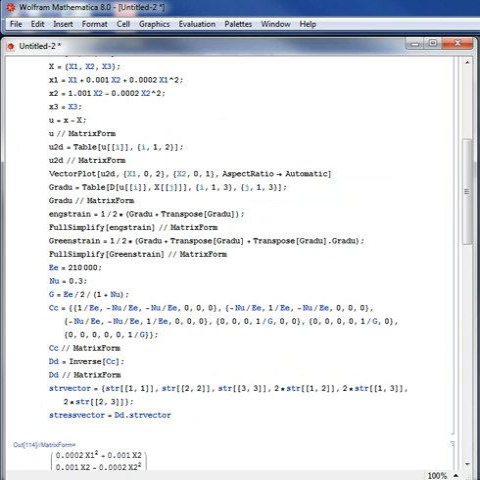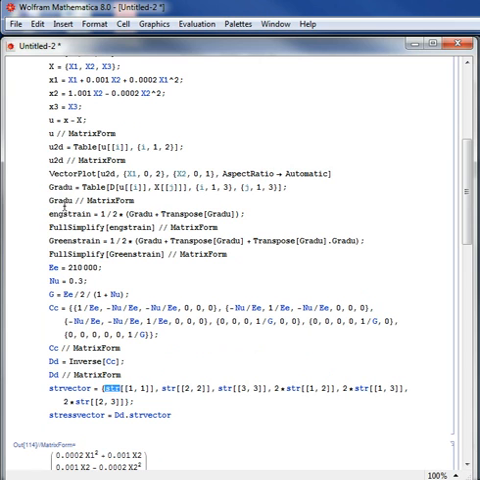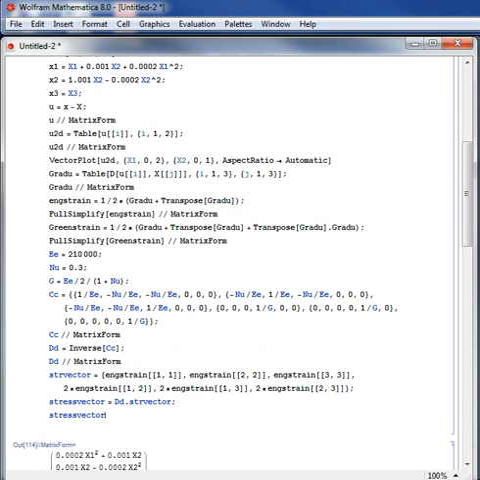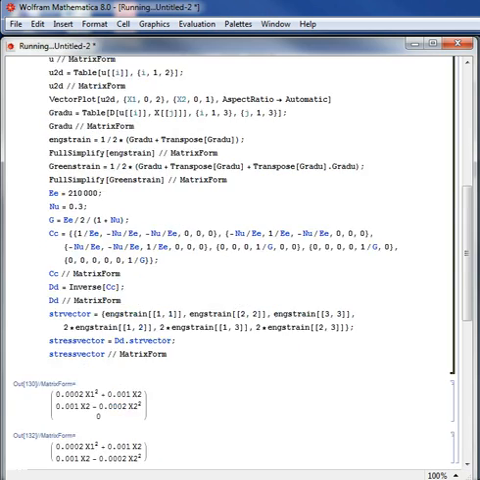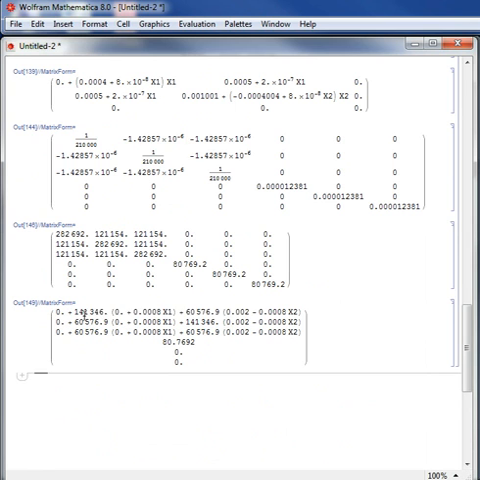The strain vector is equal to the components of the strain matrix. Now I called the strain matrix here engineering strain, so I'm going to put engineering strain instead of strain because of this problem, and I'm going to show the stress vector in matrix form. Shift enter, and here's sigma 11, sigma 22, sigma 33, sigma 12, sigma 13, sigma 23.